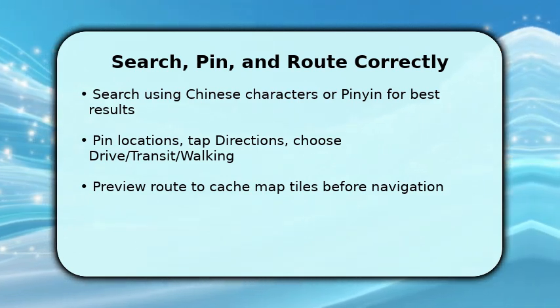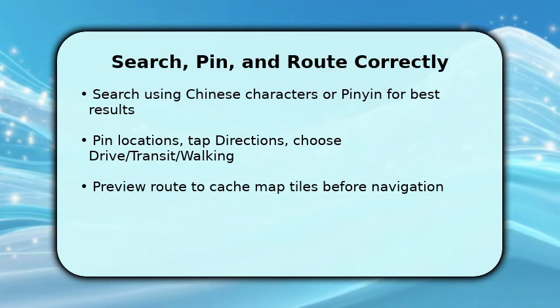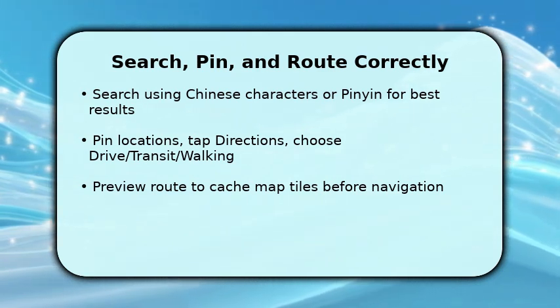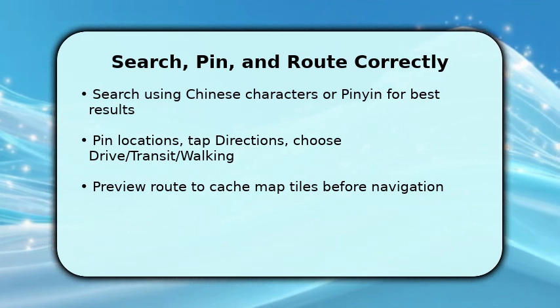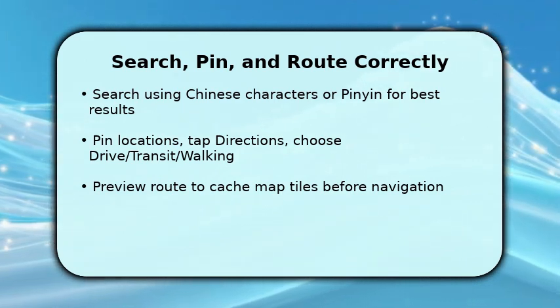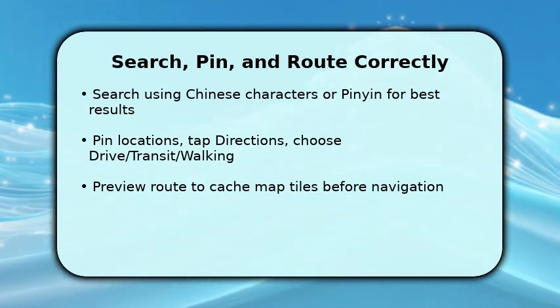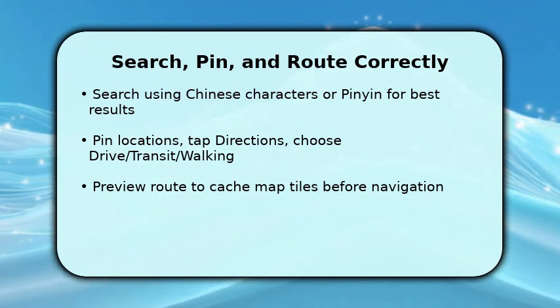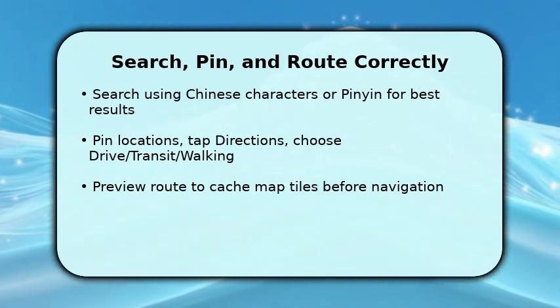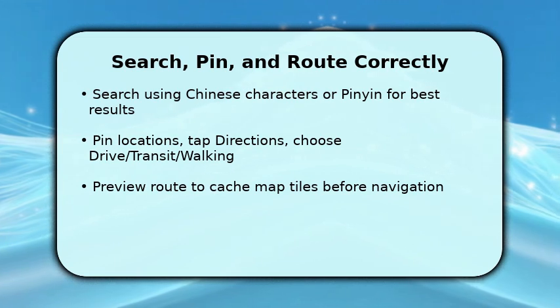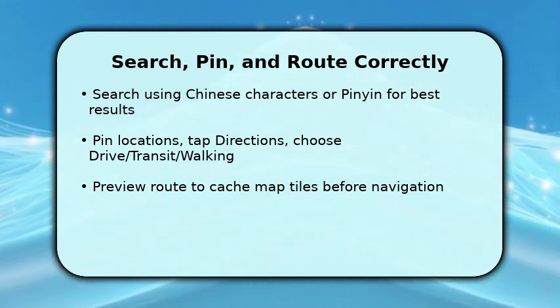From the pin, select directions and pick drive, transit, or walking. China region returns local transit options. Preview the full route while connected so map tiles cache for the trip. Make sure to add key stops as favorites and adjust route options if tolls or highways matter. This sequence ensures Maps uses China datasets and keeps guidance accurate en route.